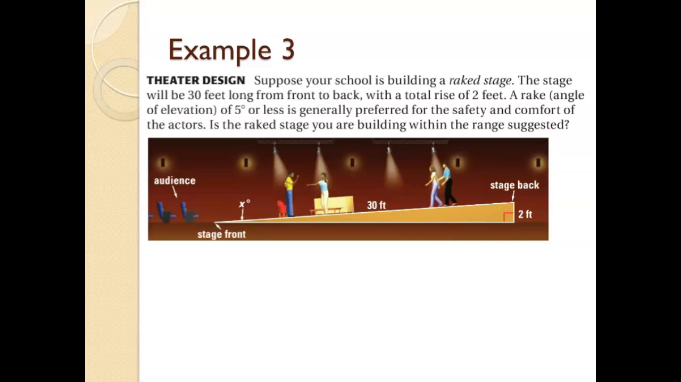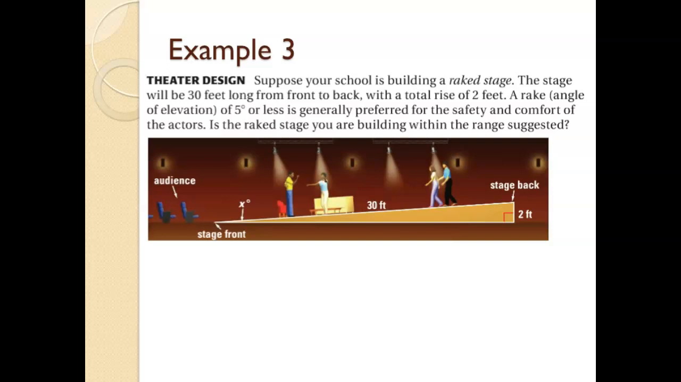So we actually don't know what the degree measure is, but we want it to be 5 degrees or less. So we're going to have to determine whether or not building this with these measurements, with the 2 feet rise and the 30 feet length, is going to give us a degree measure that is 5 degrees or less.